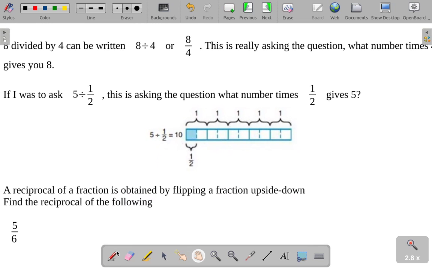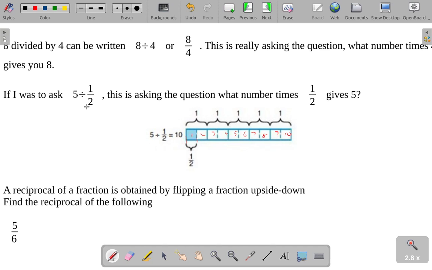All right, if I was to ask what is 5 divided by 1/2, it's the same as asking what number times 1/2 gives 5? Because remember, this is essentially what division is. It's saying what number times this gives that. So if we have something that is 5 units long and we're dividing it into units each 1/2, let's count them up. We have 1, 2, 3, 4, 5, 6, 7, 8, 9, 10. We end up with 5 divided by 1/2 is actually equal to 10.